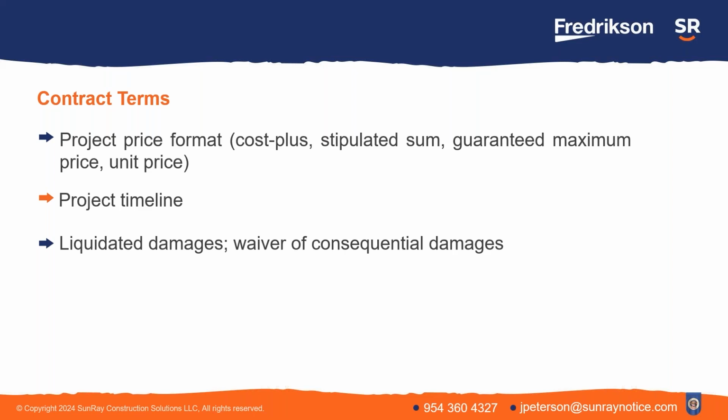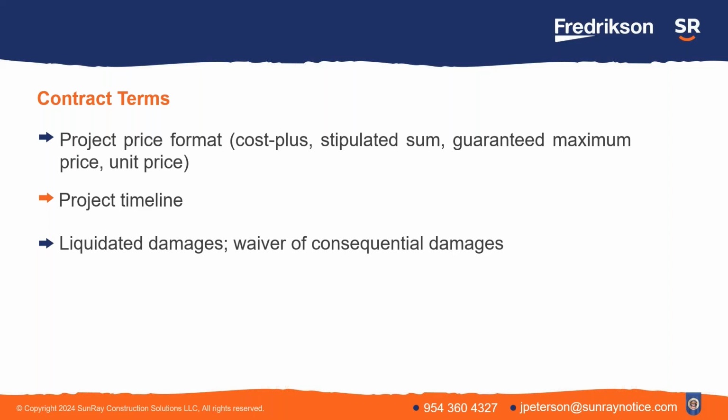A stipulated sum contract, sometimes called a fixed price contract, is exactly what it sounds like. There's an agreed upon price, and even if the project costs less than the stipulated sum, the contractor or the subcontractor gets paid everything. And if the project costs more, the risk is entirely on the contractor or the subcontractor, and they need to eat that deficit. They'd lose money on the project. So there's some risk there.